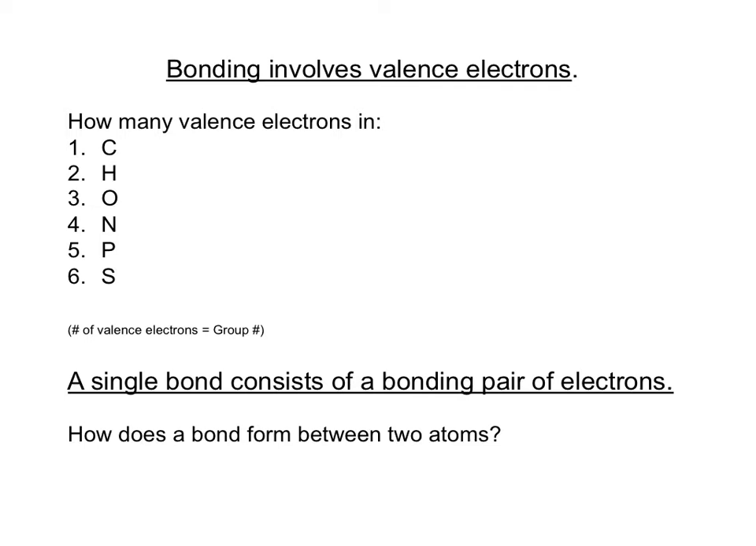Remember that a covalent bond forms when an unpaired electron from one atom combines with an unpaired electron from another atom. So a single bond consists of a bonding pair of electrons. Now, the valence electrons are the electrons responsible for bonding.